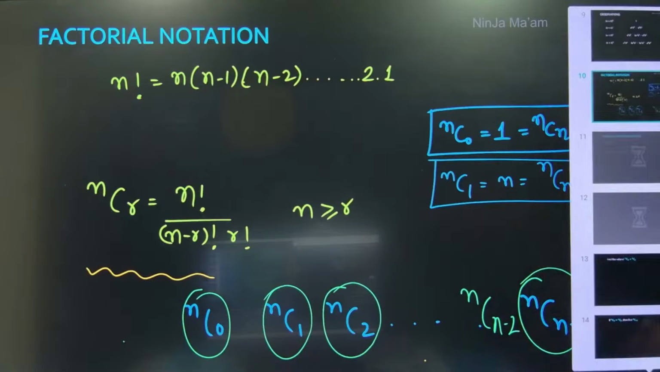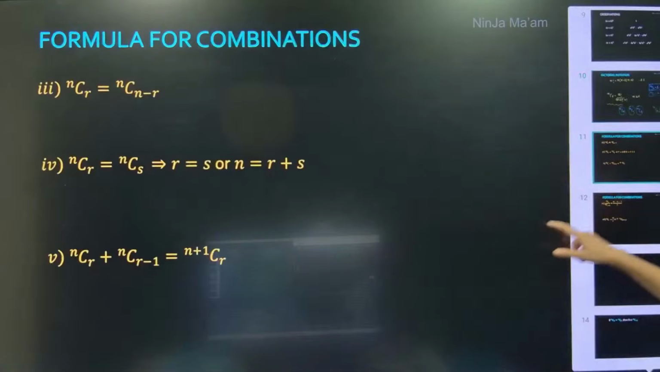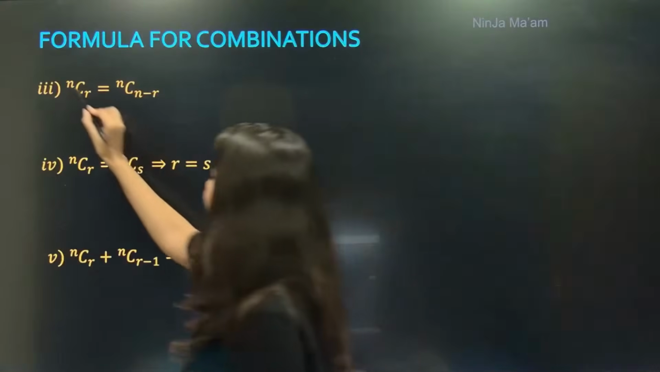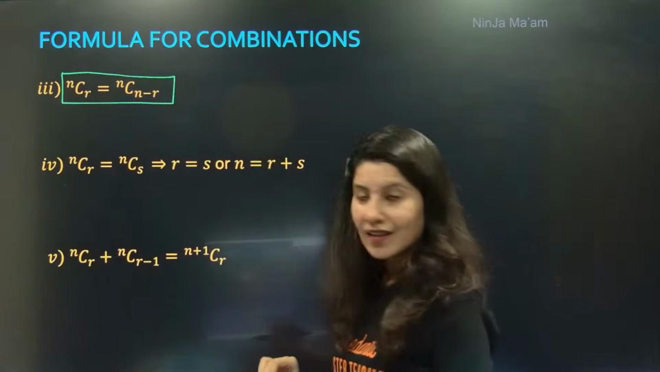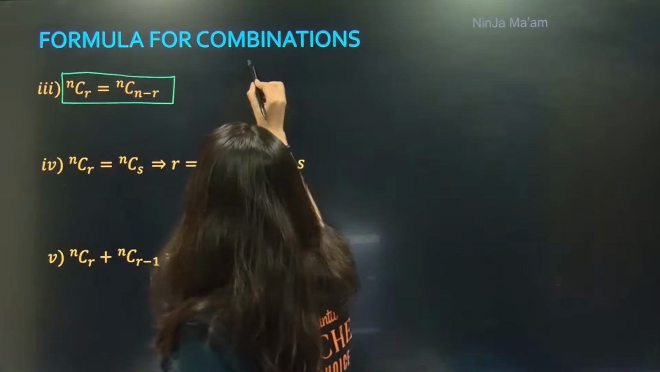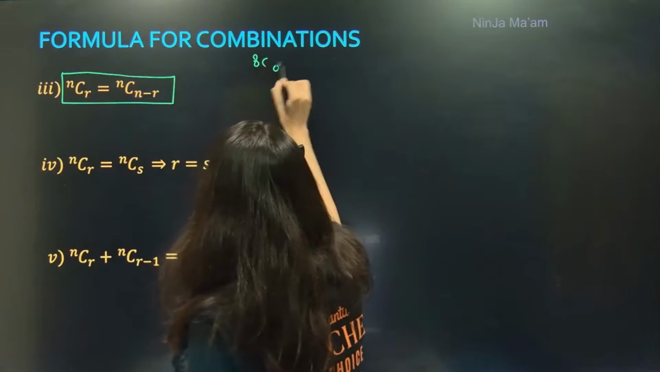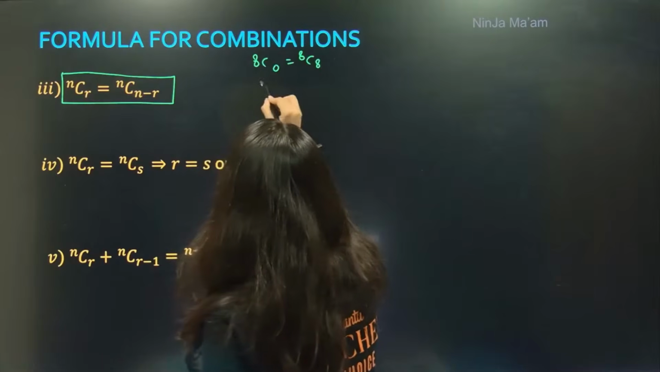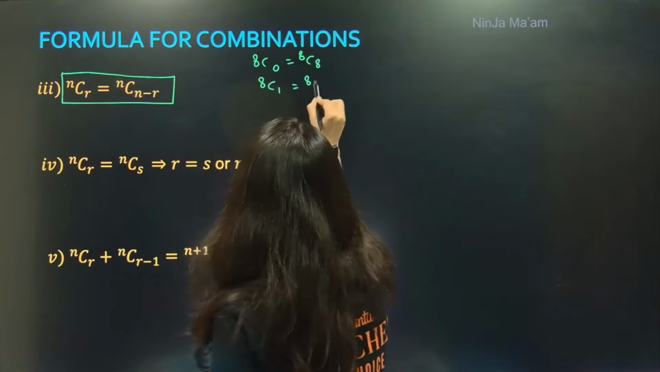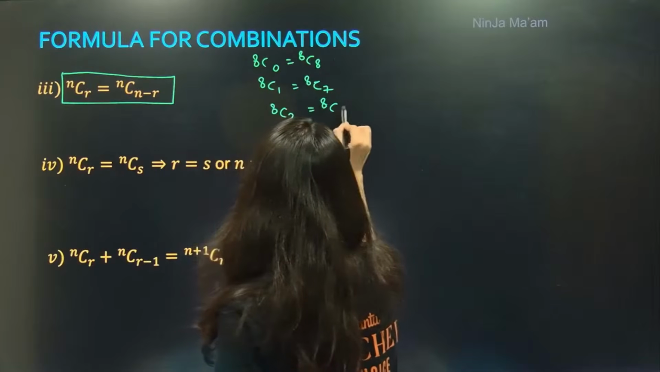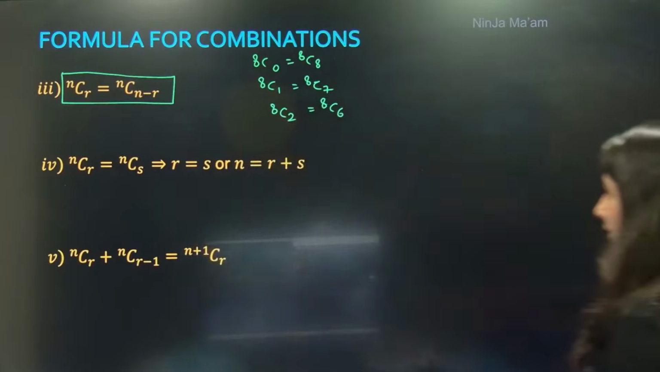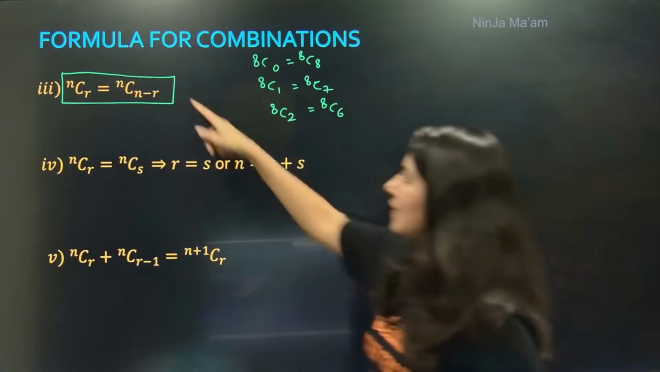So here we got one very interesting formula, which is nCr is equal to nC(n minus r). Basically, what I'm trying to say is that 8C0 and 8C8 are equal. 8C1 and 8C7 are equal. 8C2 and 8C6 are equal, and so on. Alright, so this is one formula.